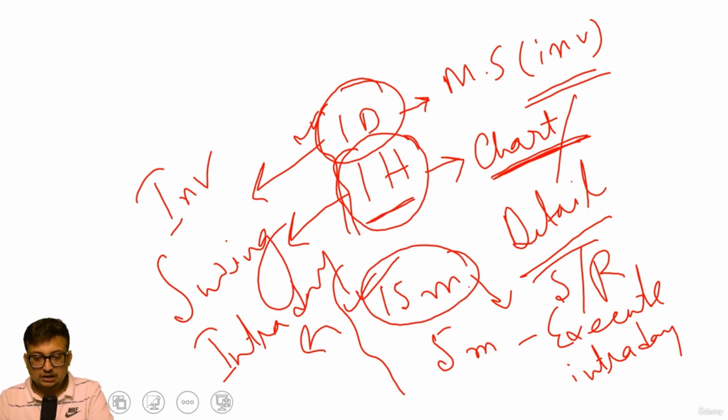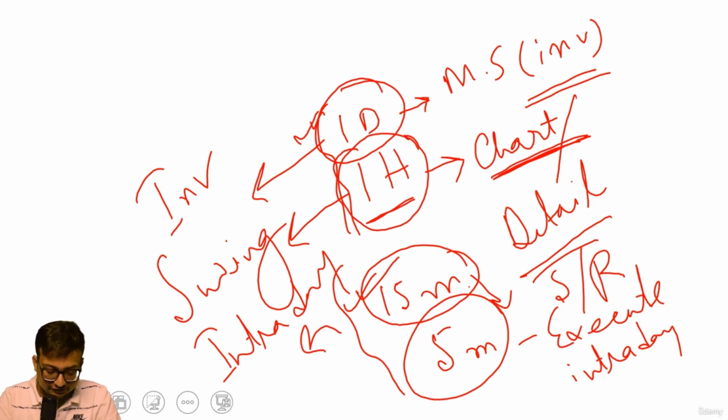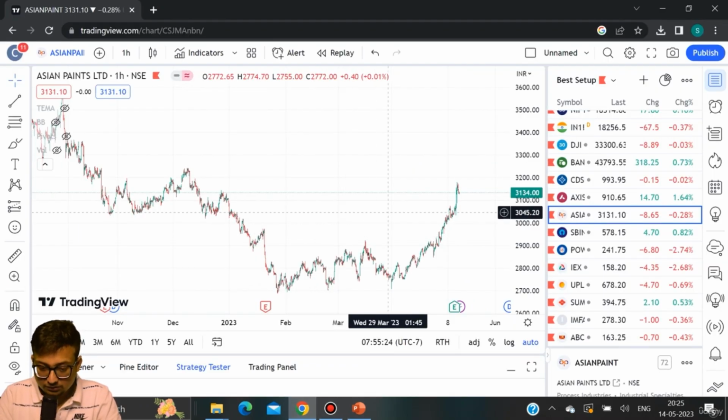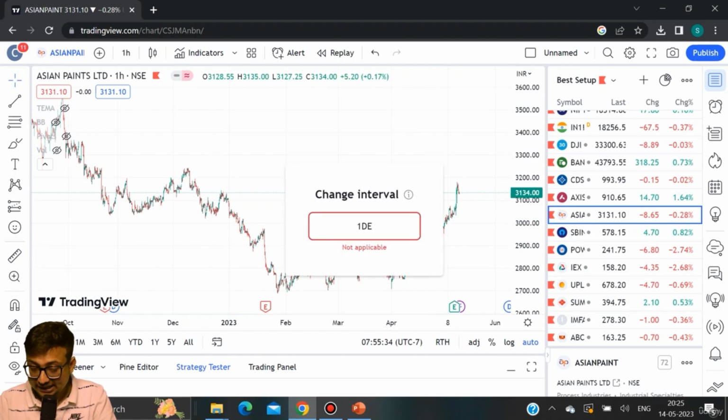So this is a stock called Asian Paints, right? First, we'll study 1 day time frame. So what you will do, first press 1 and D. Just enter, 1 day time frame is opened. To adjust this chart, press Alt and R. So this is the 1 day time frame.